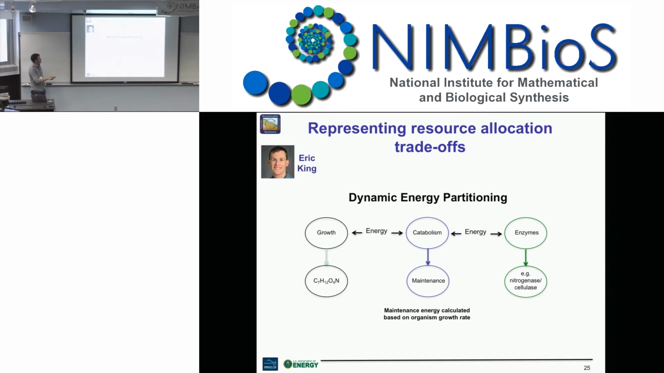Another thing that Eric has implemented here is dynamic energy partitioning, and we heard about this. This is our trade-off. So energy available for catabolism can either go to growth or something else. First thing it has to do is go to maintenance and maintenance requirements for the cell. We're calculating that based on organism growth rate, based on published literature connections between growth rate and maintenance requirement. So that's the first thing that needs to be satisfied. Energy left over from that then can go into growth or into production of something else that takes away from growth, such as enzymes, nitrogenase, etc.